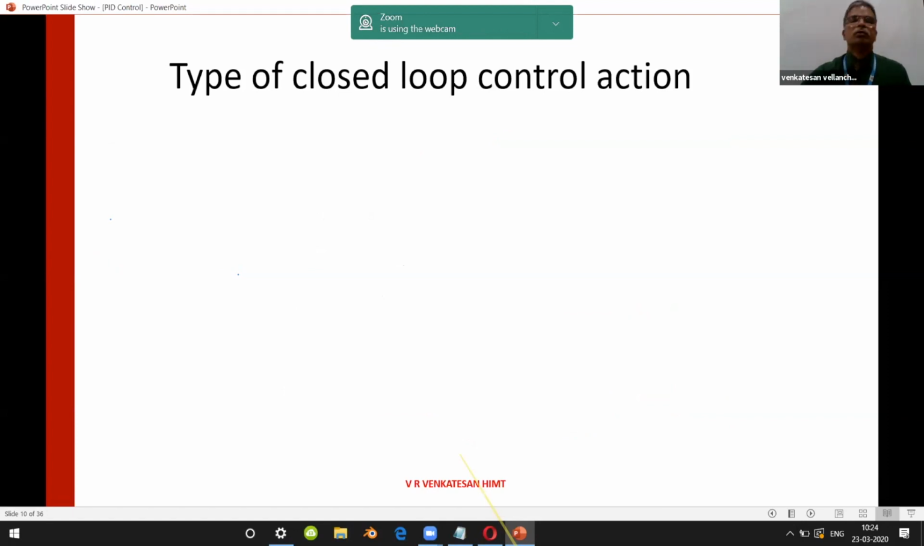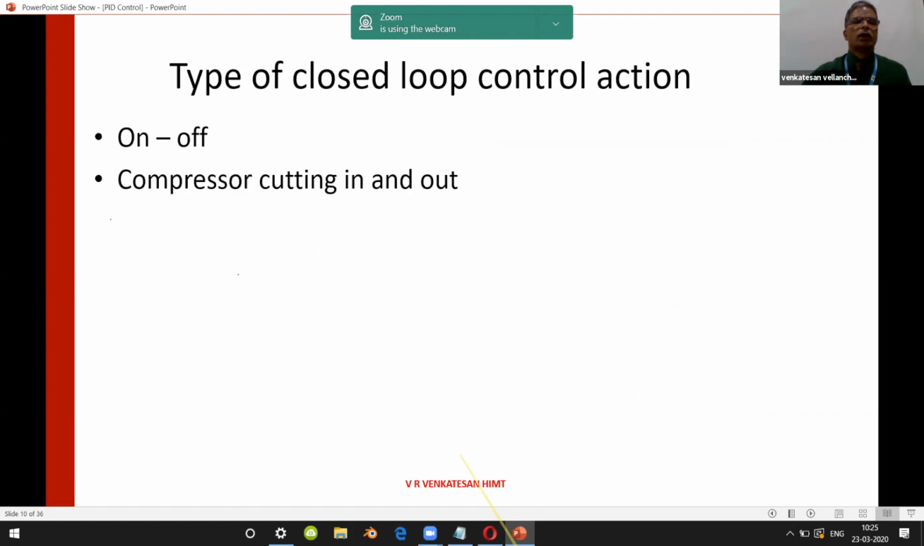Now the deviation. The deviation which is generated is put through different types of control action, and these are the various types of control action. One is called on-off control. A second example of on-off control is the air compressor cutting in and cutting out. When the pressure in the air bottle drops, the compressor starts, and as the compressor keeps running, the pressure keeps building up, and once the pressure reaches a required value, the compressor will stop.